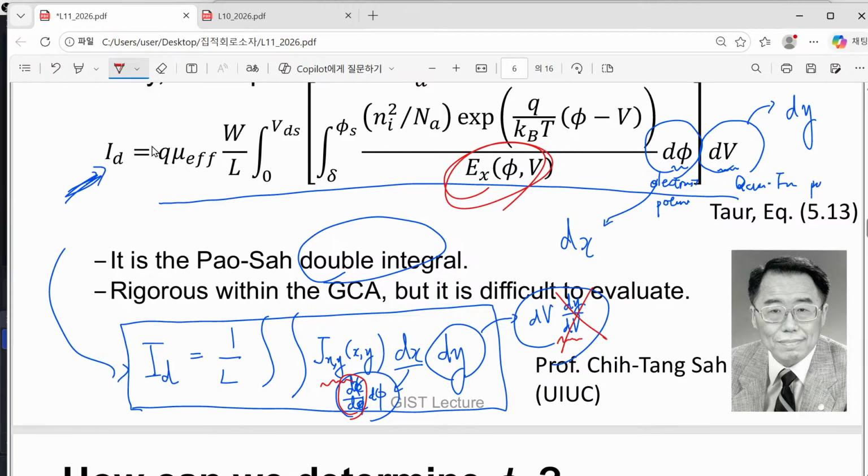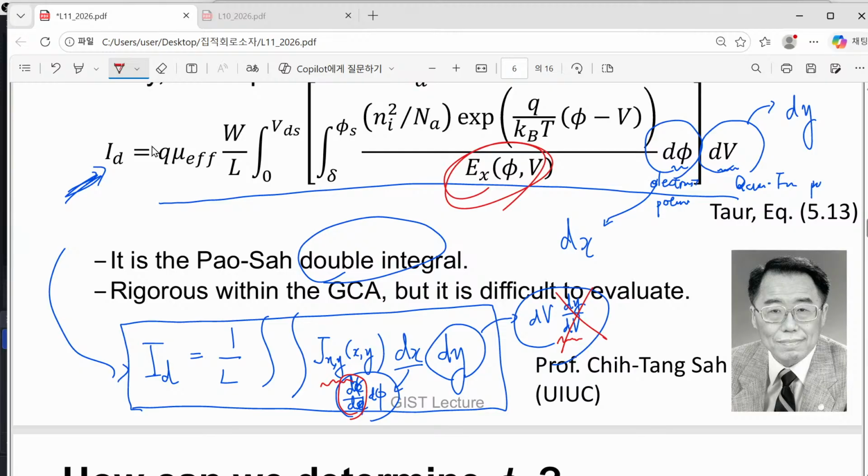So I'm quite happy to have covered our Pao-Sah double integral. Of course, it is named after the authors of this paper: Pao, who was a PhD student, and Sah, a professor, mentioned here. He passed away last year. Anyway, this gives us the complete understanding of the long channel MOSFET's IV curve.